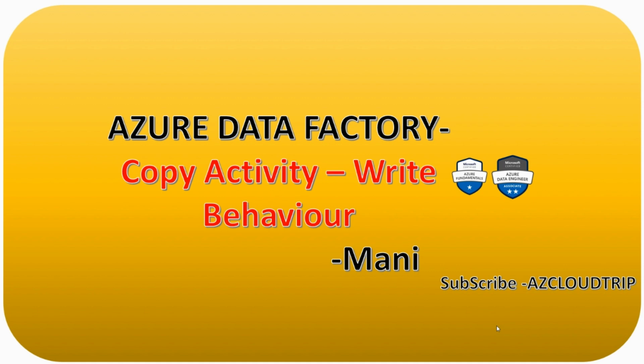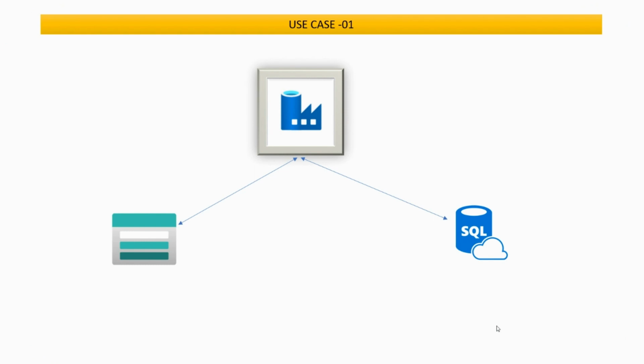Today we are going to explore write behavior in copy activity. So basically, as you all know, what is source and what is sink. Source resembles the source system where you're going to pull the data, and sink resembles the destination system where you're going to push the data. So today we are going to explore a different write behavior. We are going to focus on the same use case as the previous session.